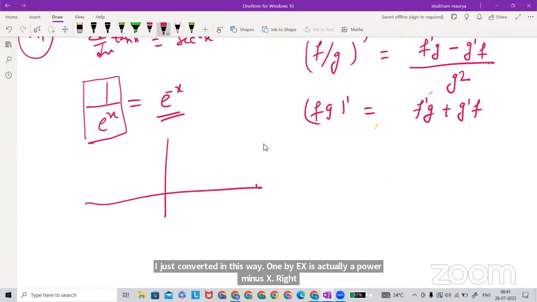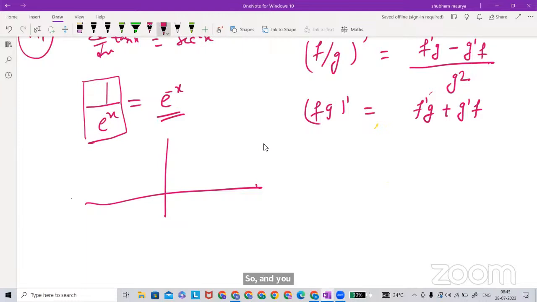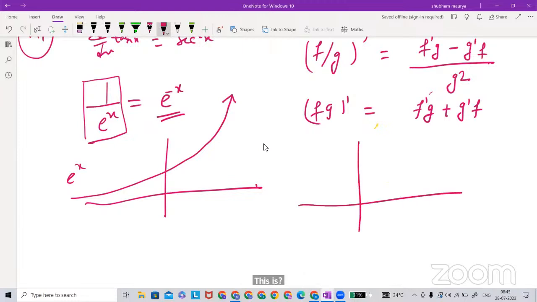Okay, sir. And you know the graph of e power x is this one, right? Yes, sir. Now flip about the y-axis. Yes, now flip about the y axis. Now it should be exactly this one. Okay, sir.